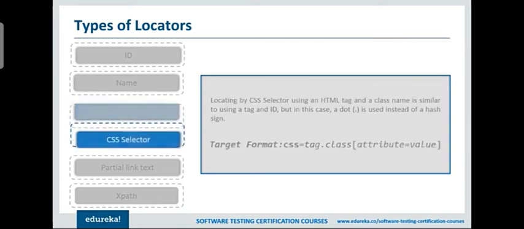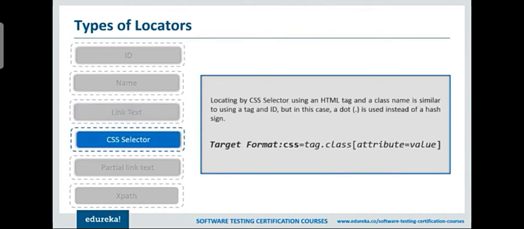And next you have CSS selector. It's very easy. So CSS is mainly used to provide style rules for the web pages, and we can use it for identifying one or more elements in the web page using CSS. If you start using CSS selectors to identify elements, you will love the speed. So I'll show you one small example of how to use CSS selectors.